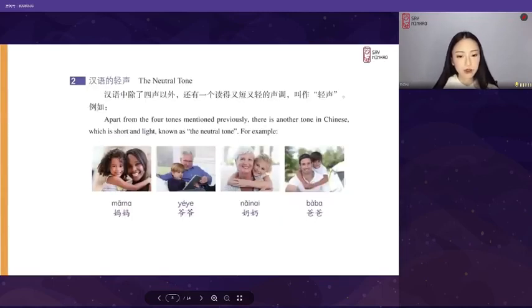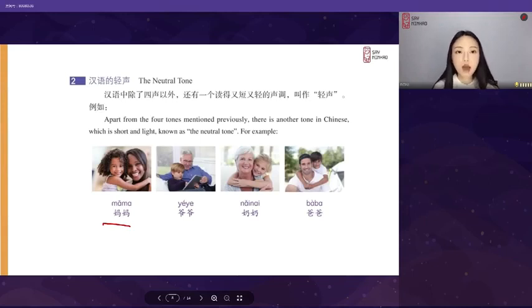Now let's move on to the tone part, neutral tone. In last lesson, we've already learned something about the neutral tone, which is we should read it quick and soft. So actually, apart from the four tones we've learned in last lesson, there is another tone in Chinese, which is the neutral tone. And it is always read soft and quick. And let's see these four examples.